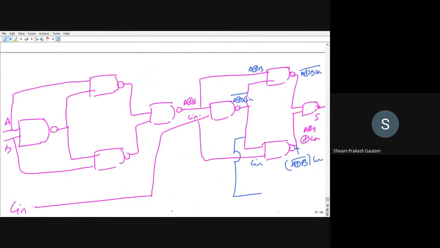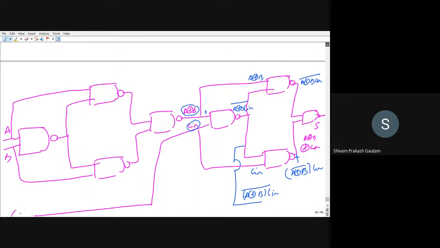If you follow this, this output is A XOR B into C in bar. This is the output, right? A XOR B into C in. C in is flowing in here, and here in this input is A XOR B, you can see here, and this is C in input. So it is flowing through the NAND gate. So it is A XOR B into C in bar. So A XOR B into C in bar we have already got.